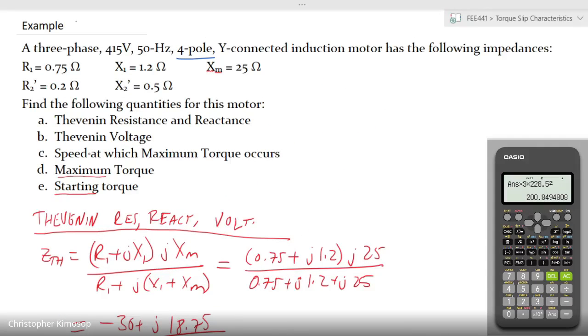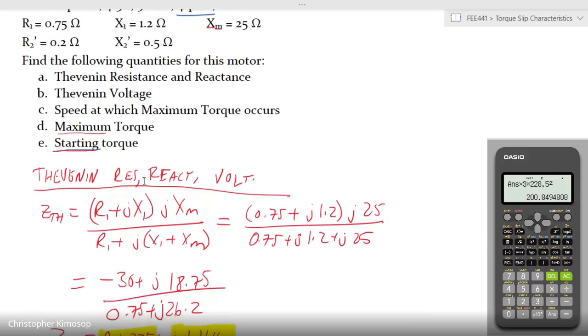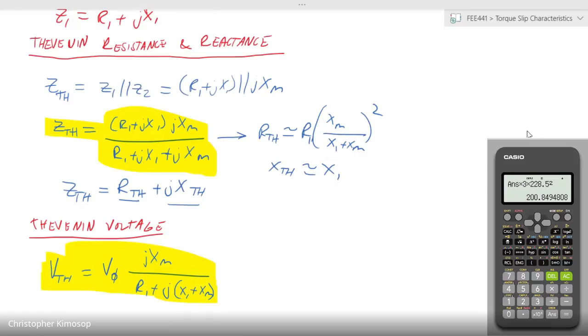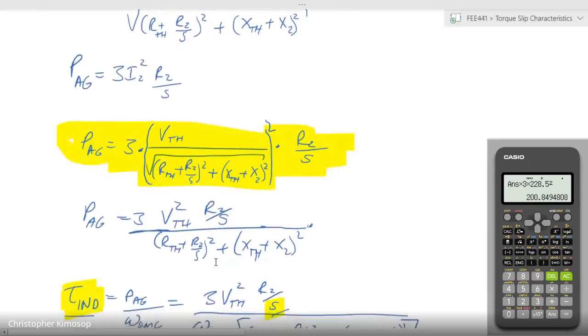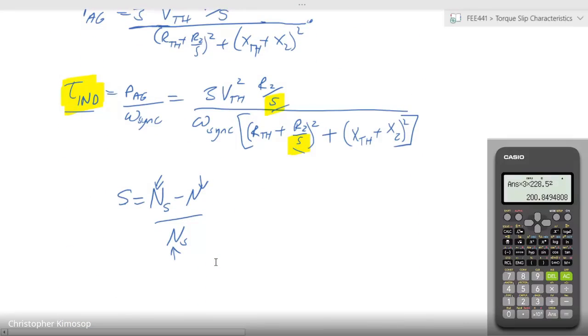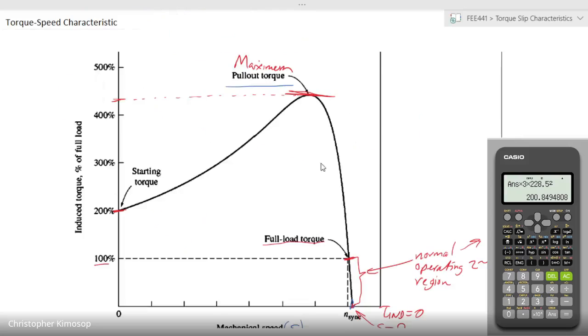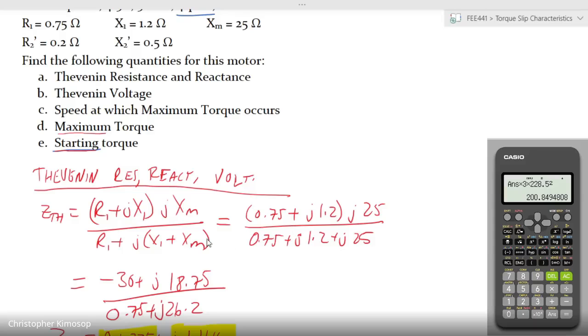So the final question we were being asked here is the starting torque. So how do we get starting torque? Any torque at any point is given by this formula. Now, when the motor is starting, the speed at starting is 0. So what does that mean?